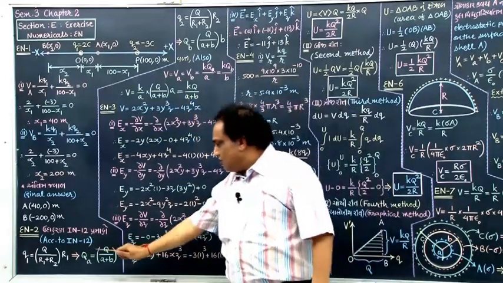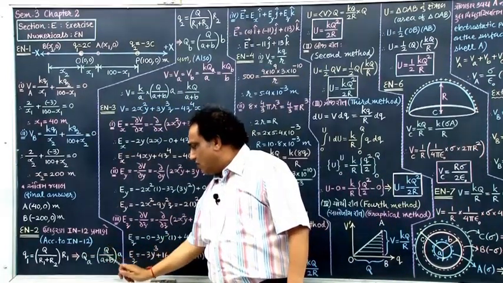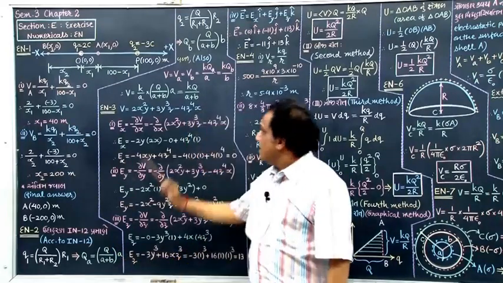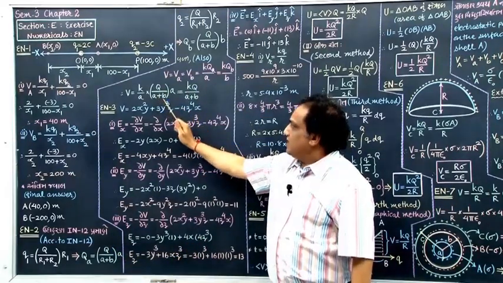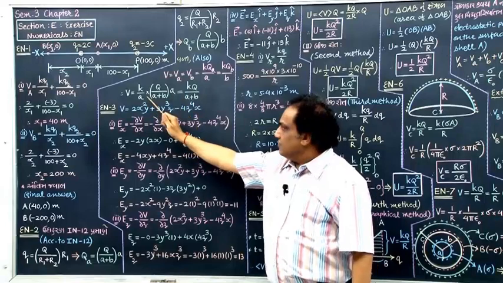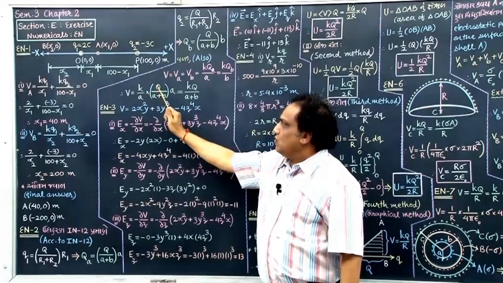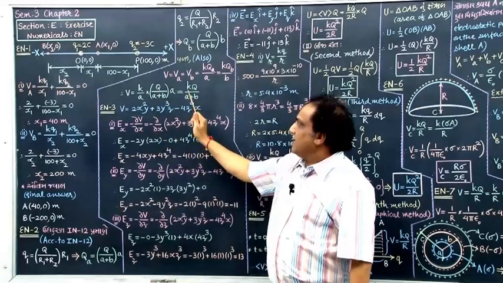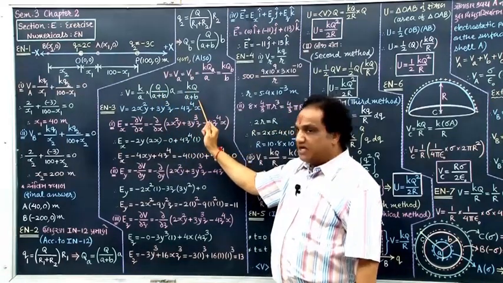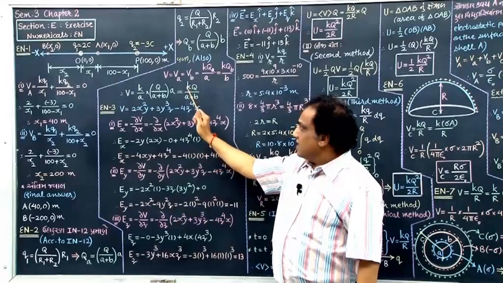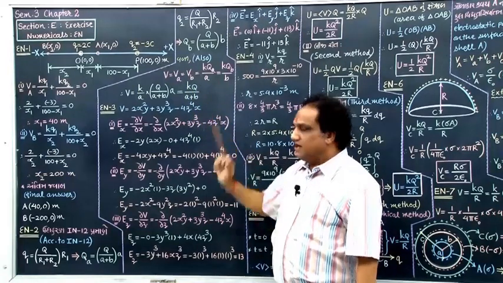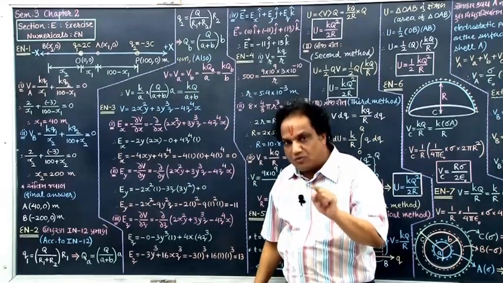What is QA? It is Q upon A plus B into A, correct? Now this A and this A will cancel, giving you K into Q upon A plus B. That is, K into total charge upon total radius.